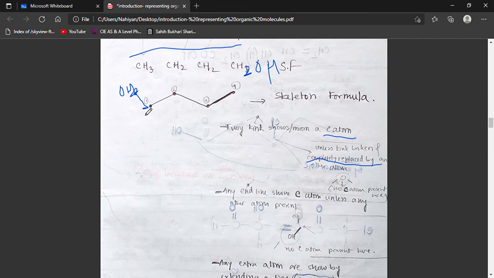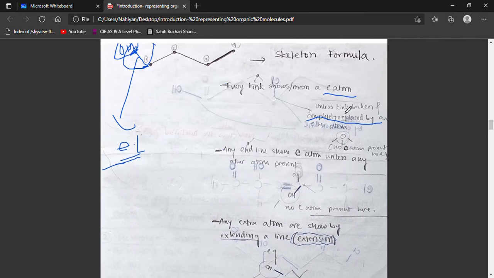In the beginning I mentioned something called an extended line. Consider this not as a kink or any corner, just as an extended line, EL, which represents nothing. It doesn't have any carbon at the front. It just has the OH, which is shown by an extended line. So this doesn't contain any carbon.